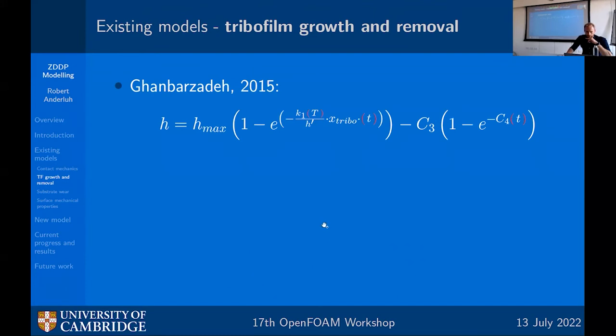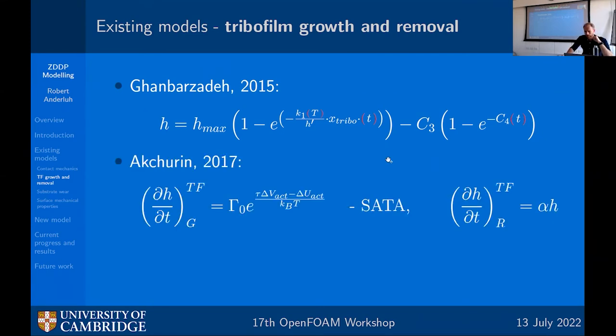Then in 2015, Ganbarzadeh used a model for tribofilm growth and removal, which had temperature as a parameter present, and it gave pretty good results. But the thing is that it used time. So basically, a lot of these parameters are calibration parameters without a big predictive value. So basically, he calibrated a somewhat arbitrary model with limited physical meaning to accurately model experiments.